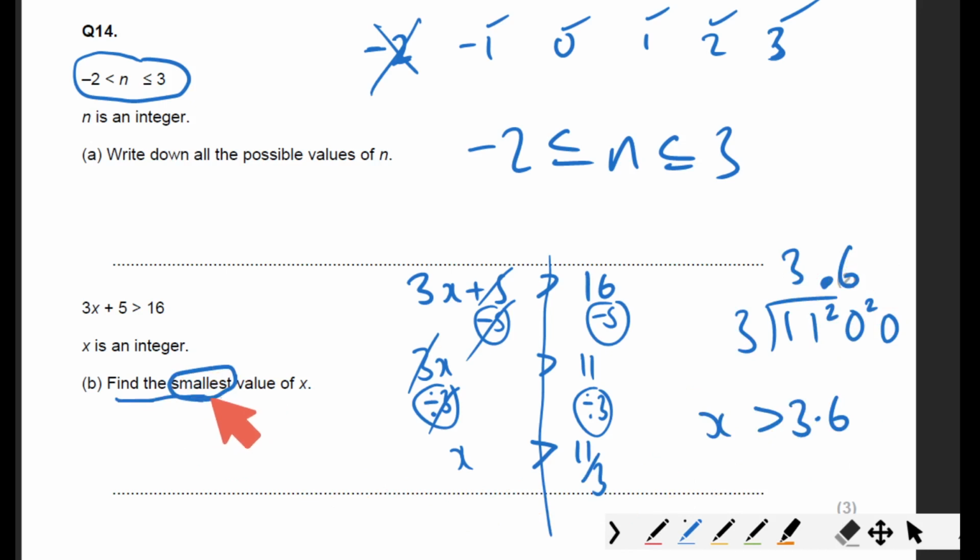Find the smallest value of x. Well, x has to be bigger than 3.6, and x is a whole number. Look, it tells you there, integer. X is an integer, but it has to be bigger than 3.6. So the smallest value of x is 4. That's the smallest number that's bigger than 3.6. Answer's 4.